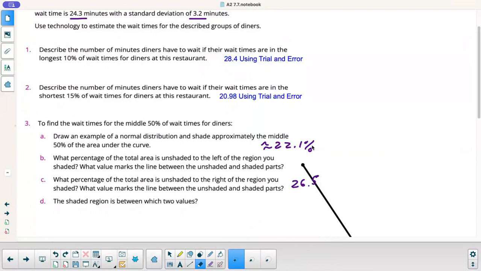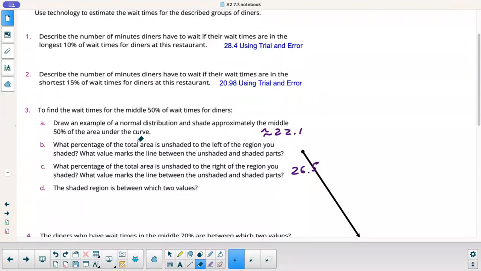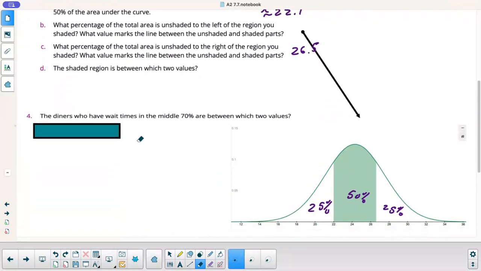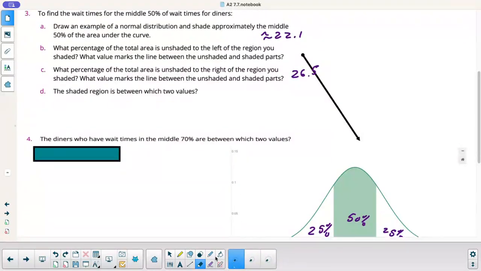I don't know why I put percent here. That shouldn't have been a percent. All right. The shaded region is between which two values? So obviously right there it's 22.1 to 26.5.